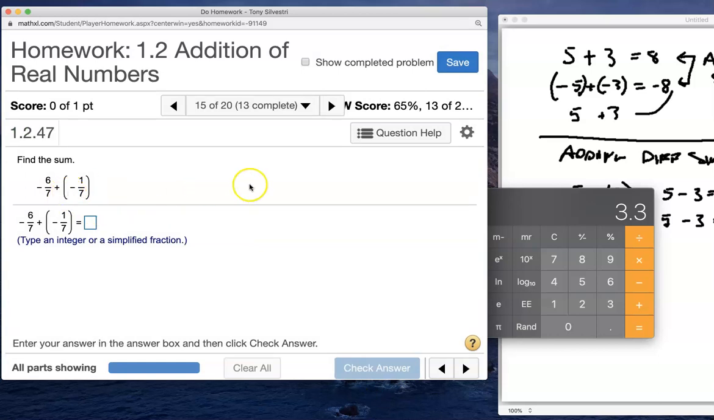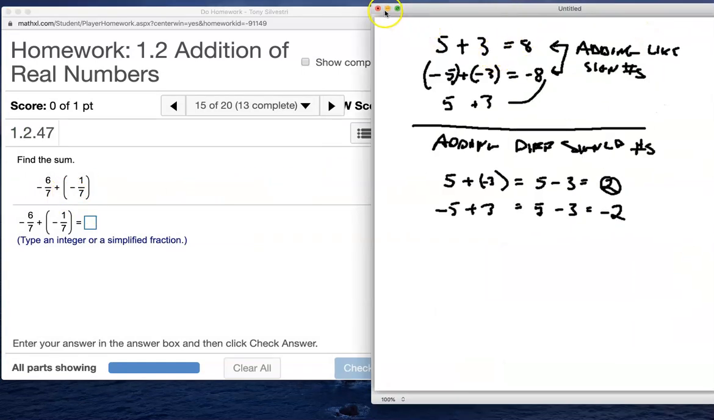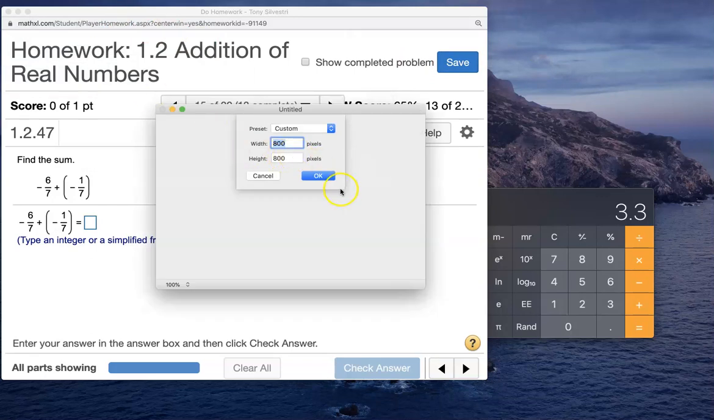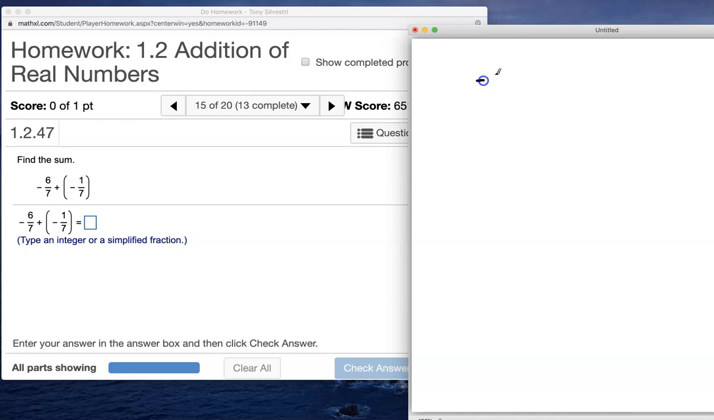Okay, now this guy here. Maybe we'll throw a little paper. Let's clear this out. Don't save this. File, new sheet of virtual paper. All right, let's write this down. Negative 6/7 plus, parentheses, negative 1/7.